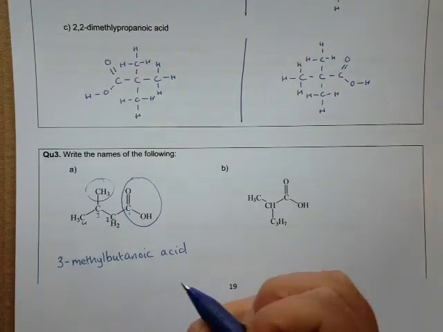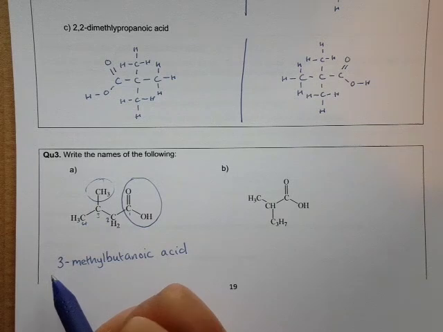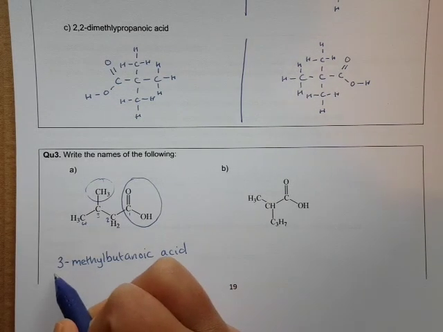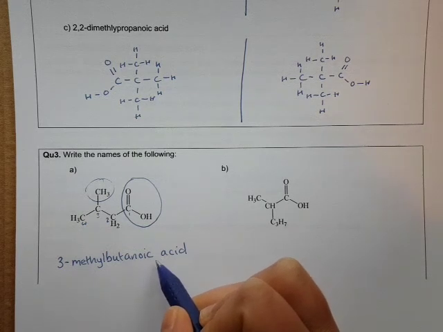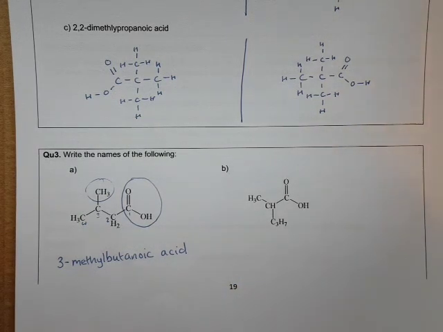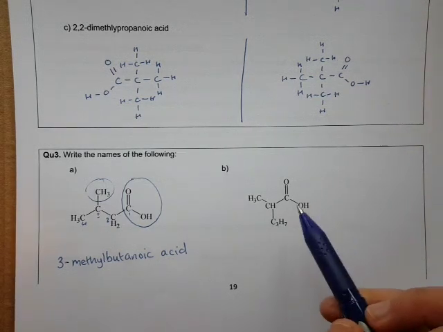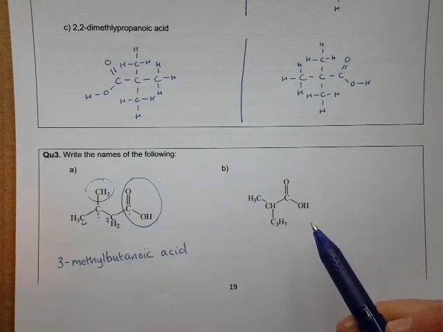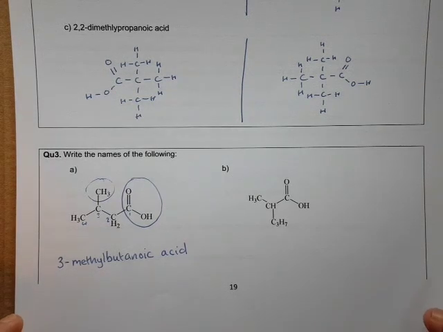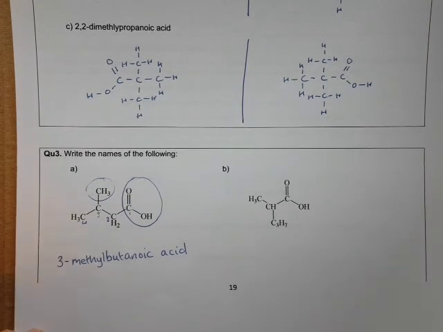Now, when you're writing out the name for this, be careful, there's no space. It's 3-methylbutanoic, all one word with no space. Then there is a space between butanoic and acid. Okay, so just watch that. Okay, what I'd like you to do now is pause the video and do B and C. And when you come back to the video, I will pop the answers up so that you can check that you've done those right.